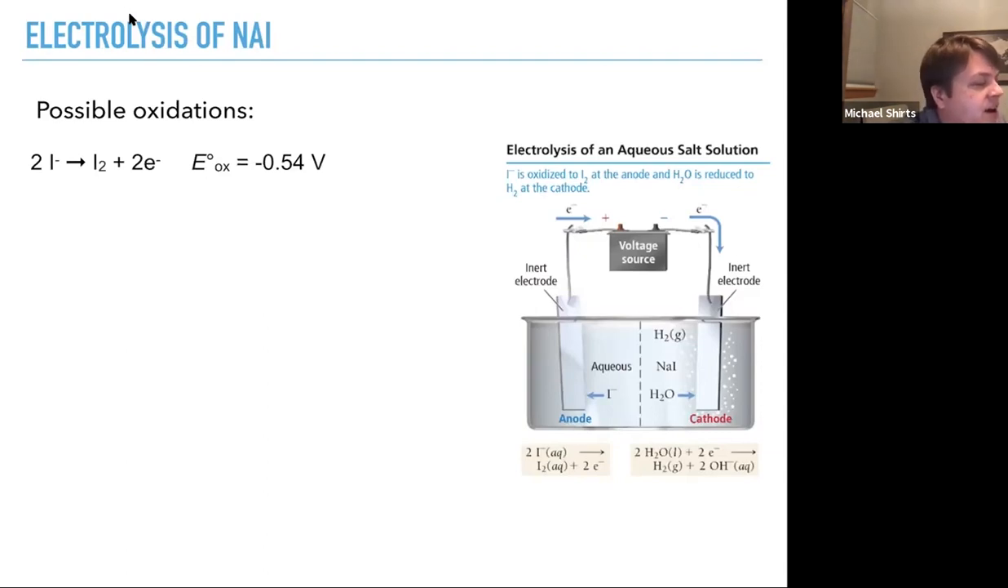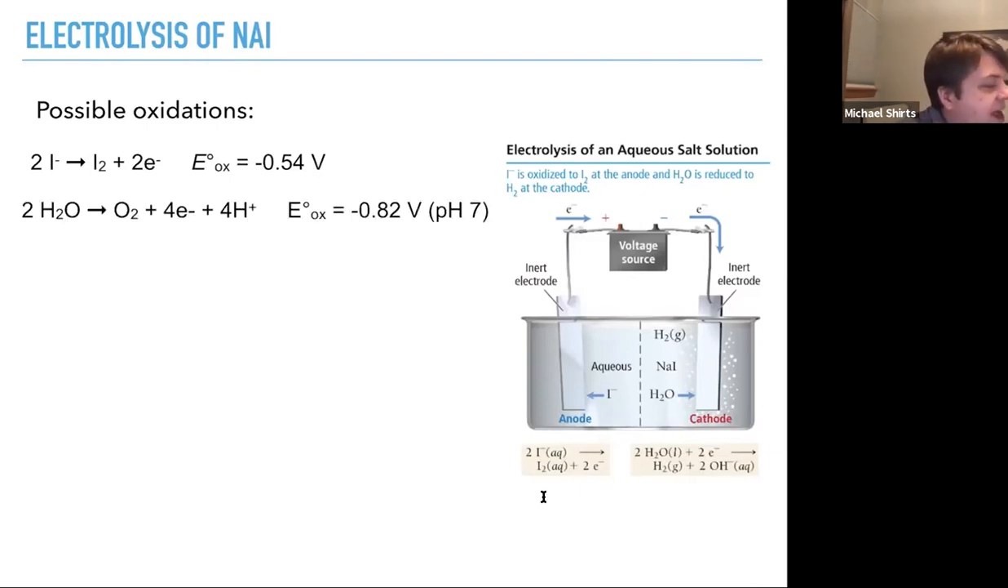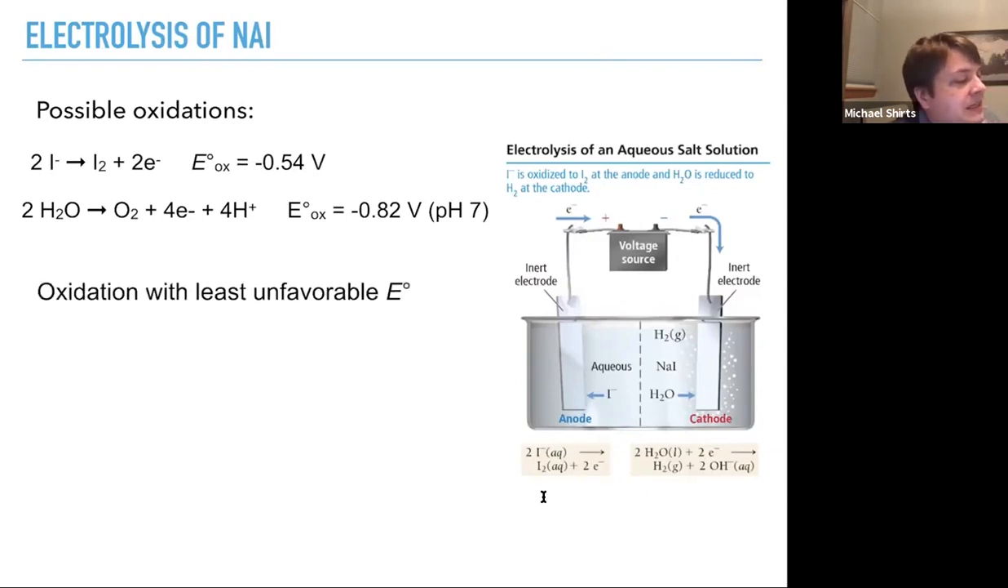So the oxidation of this is minus 0.54, because if we just look at the reduction potential, that's 0.54. And then the oxidation of water at pH 7 is minus 0.82. So what is the least unfavorable here? Well, the least unfavorable thing to be happening is the iodine.